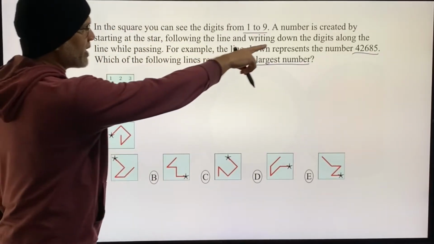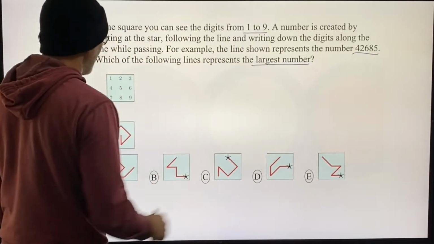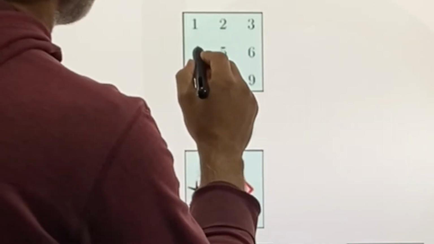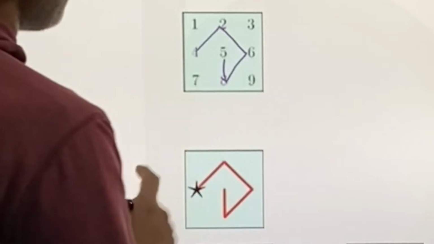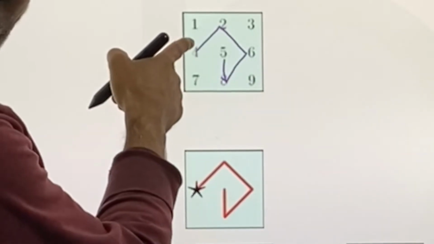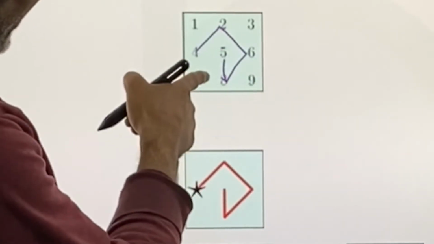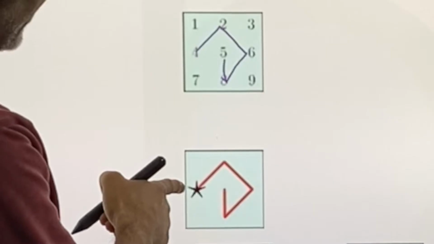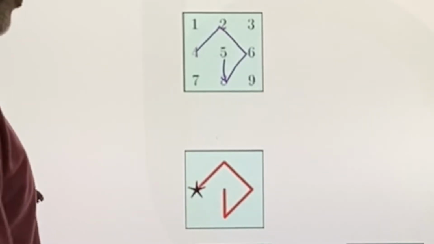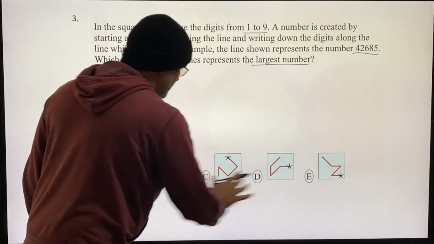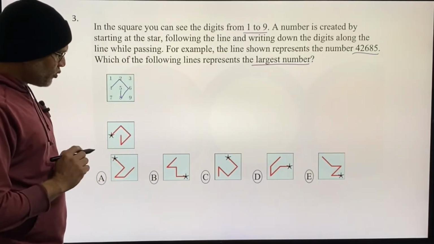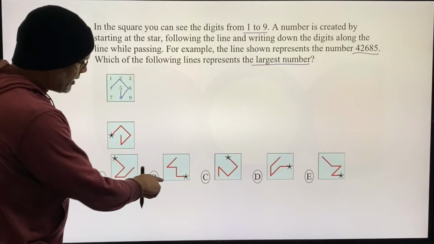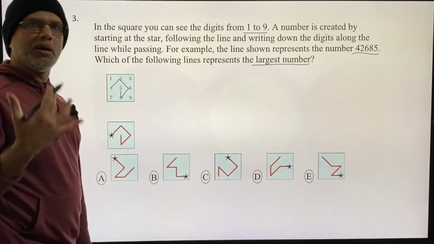Okay, so let's check the example. 4, 2, 6, 8, 5. So as you can see, 4, 2, 6, 8, 5 is represented by this. Okay, and then we need to figure out which of these represents the largest number. One thing to note is that all these are 5-digit numbers, right?